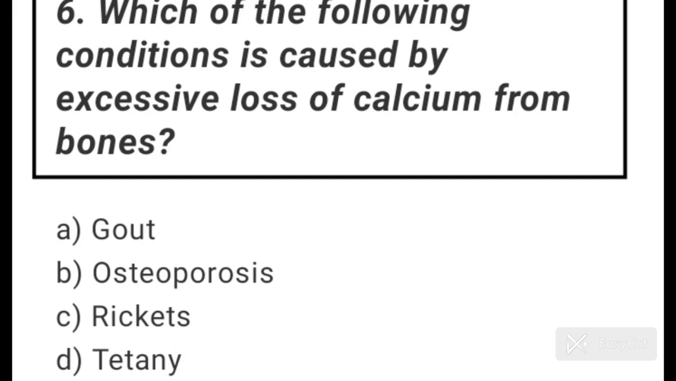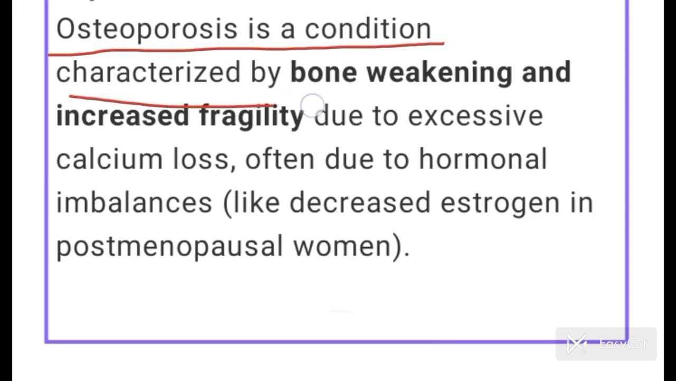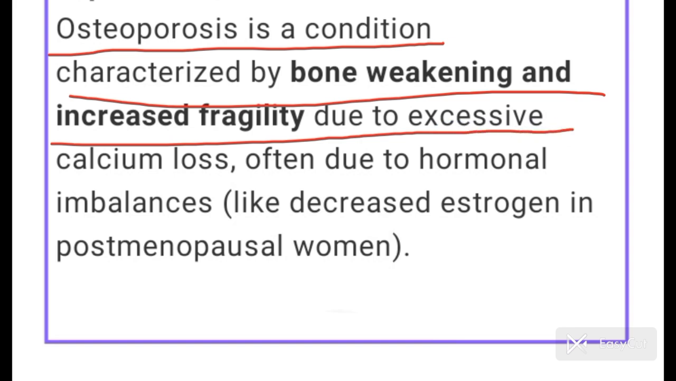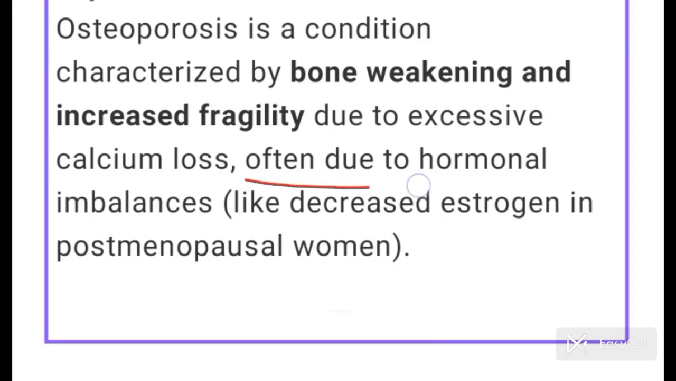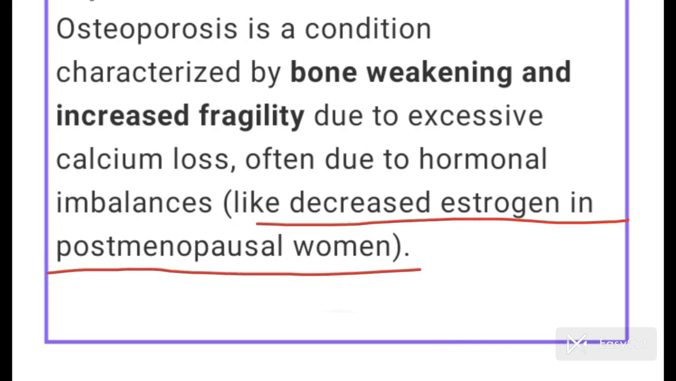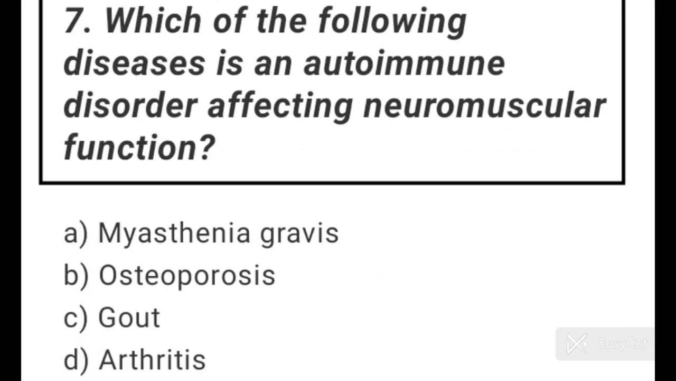Because osteoporosis is an age-related disorder characterized by decreased bone mass and increased chances of fracture. Decreased level of estrogen is a common cause of osteoporosis. Osteoporosis is a condition characterized by bone weakening and increased fragility due to excessive calcium loss, often due to hormonal imbalances like decreased estrogen in postmenopausal women.